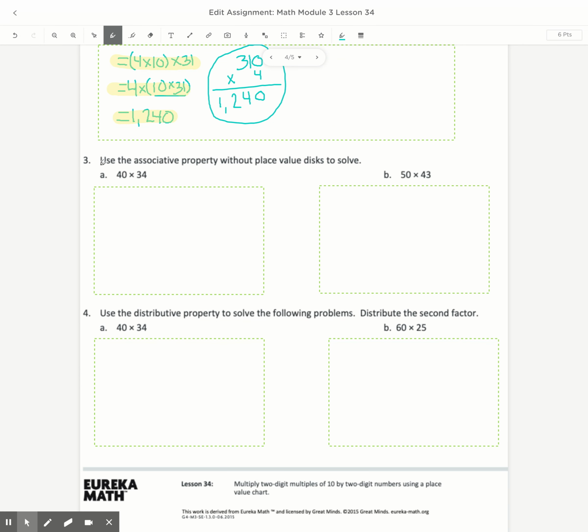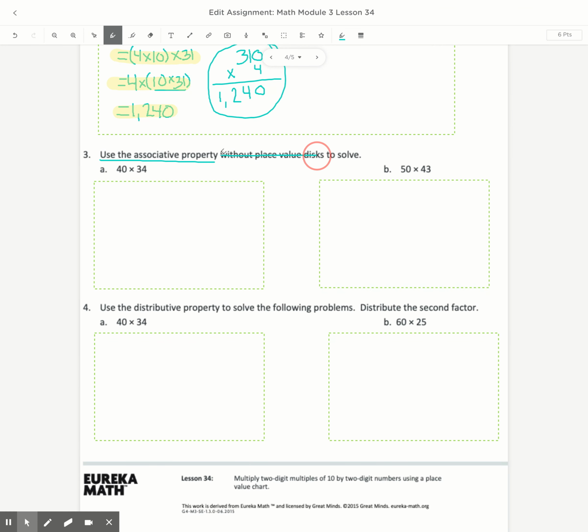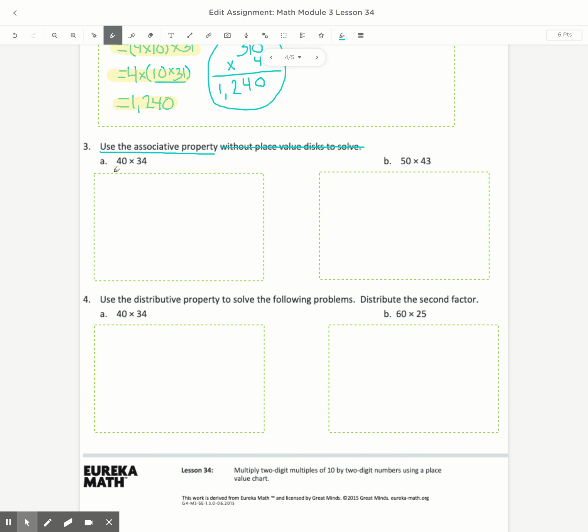Okay, number 3, we're going to continue using the associative property, again, without place value discs. So we're just going to keep on doing the same exact thing. So I'm going to start off with 40 times 34. Again, I am following the pattern that we have been doing, the pattern where they start with that first number and they break it down into 10 times something. So I have to figure out 10 times what equals 40. Well, I know 4 times 10 is equal to 40. And then I just have to make sure that I include that last number.